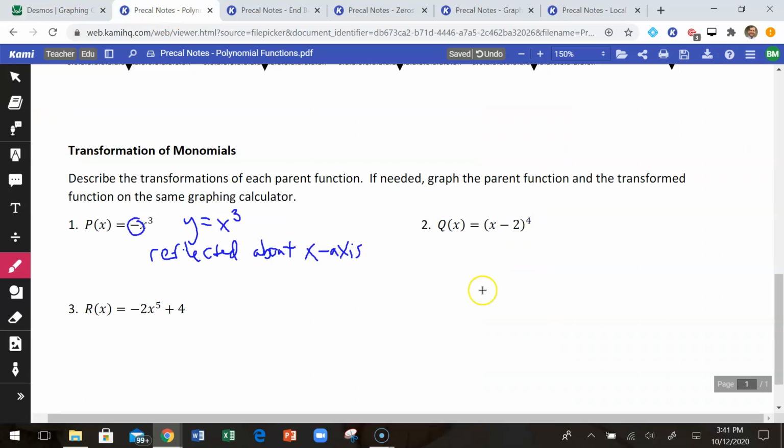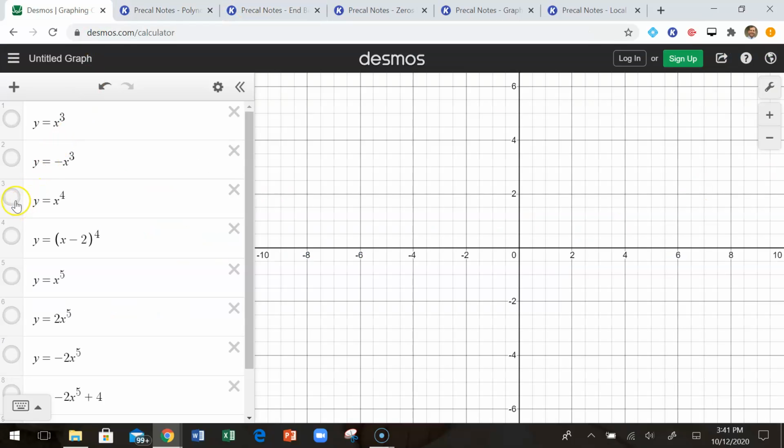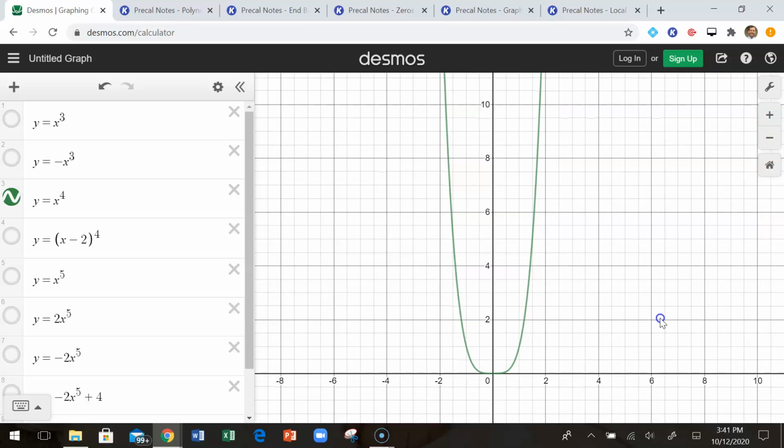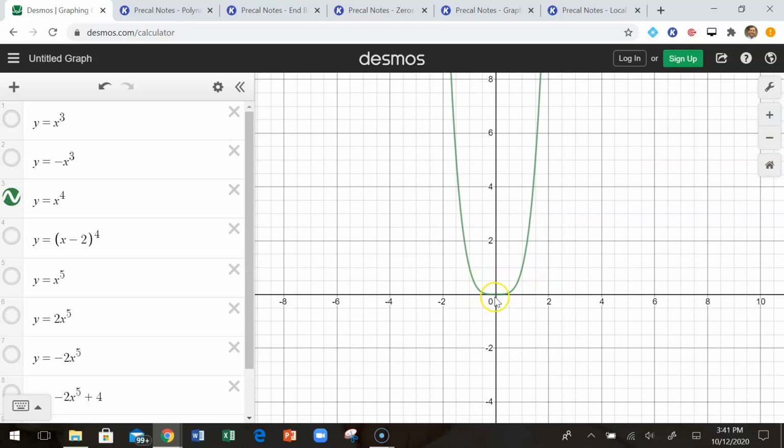The next one that we have is q of x equals (x minus 2) to the 4th. That is just y equals x to the 4th, but then that minus 2 on the inside is a translation to the right 2 units. So we look at y equals x to the 4th. It looks something like that. Kind of parabolic in nature, like y equals x squared. It's a little bit flatter at the bottom though. But if I do y equals (x minus 2) to the 4th, it just takes that graph and translates that to the right 2 units.